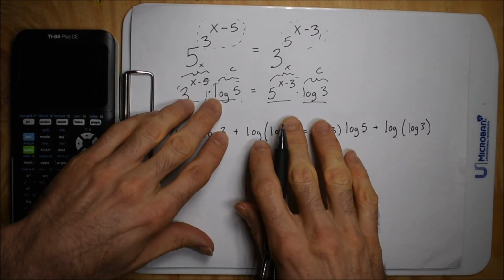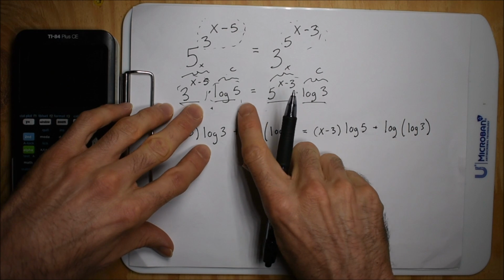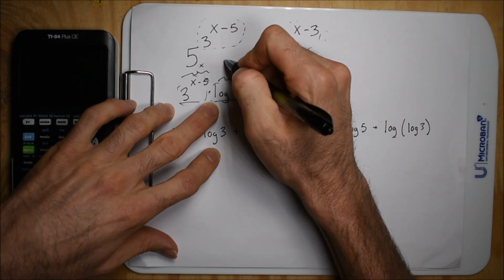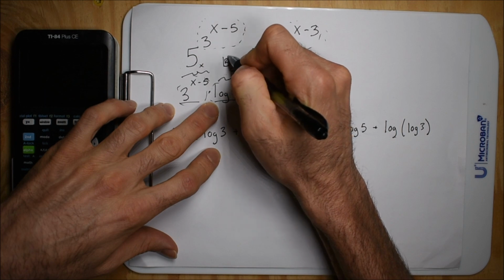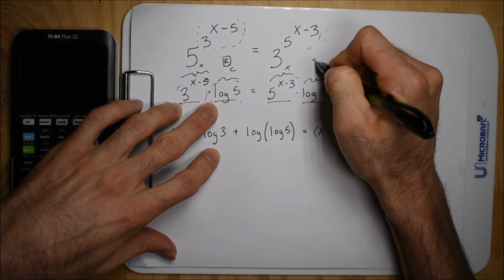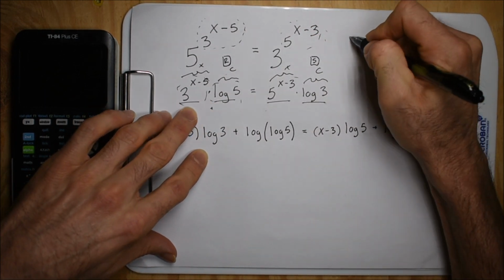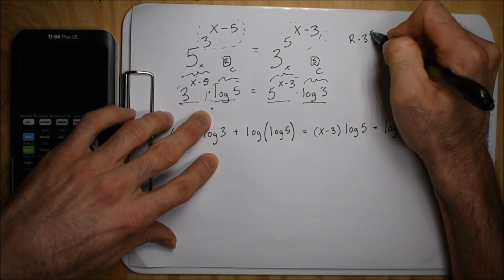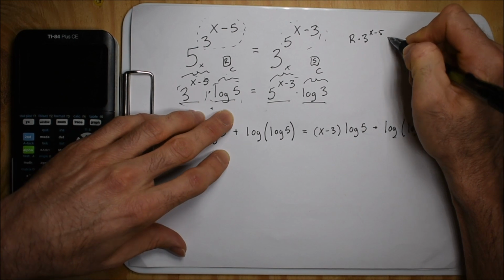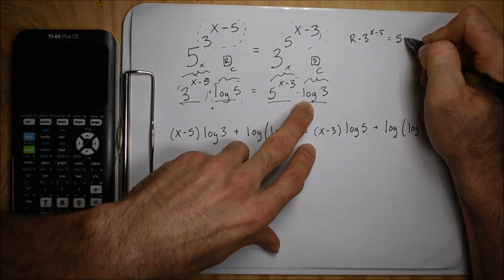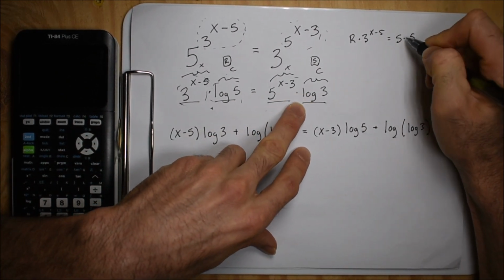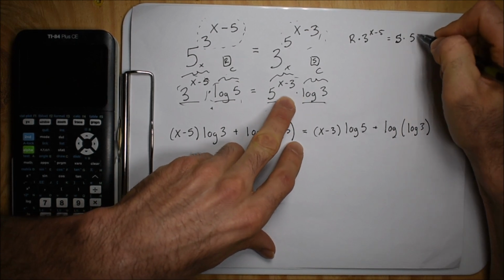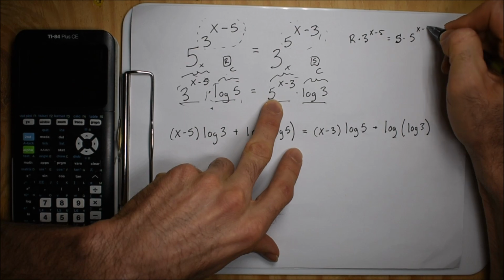Now, if you got confused, let's just do it on the side. I'm going to call this variable r, because we're going to use a, b, c, d for some of these. And this is just going to be variable s. So this right here is going to be r times 3 to the x minus 5 is equal to s times 5 to the x minus 3.